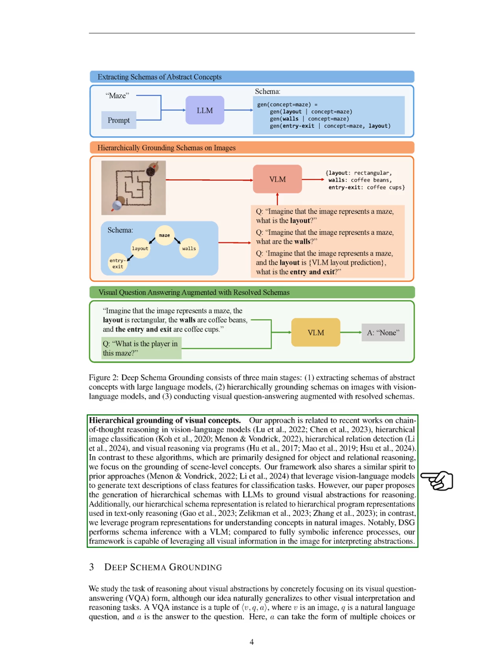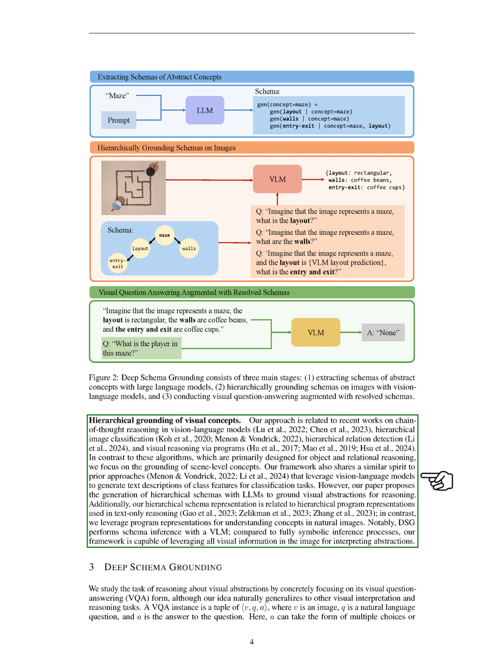Our approach relates to recent advancements in chain-of-thought reasoning, hierarchical image classification, and visual reasoning through programs. Unlike these methods, which mainly address object and relational reasoning, we concentrate on grounding scene-level concepts. Our framework also aligns with previous efforts that use vision language models to generate text descriptions for classification tasks. However, we introduce the generation of hierarchical schemas with large language models to ground visual abstractions for reasoning.